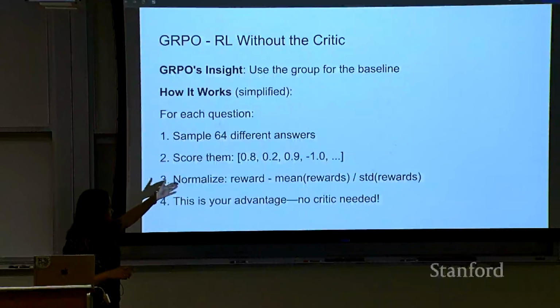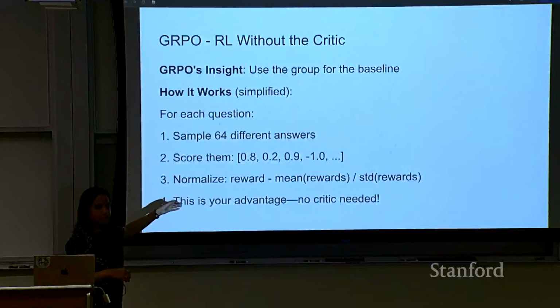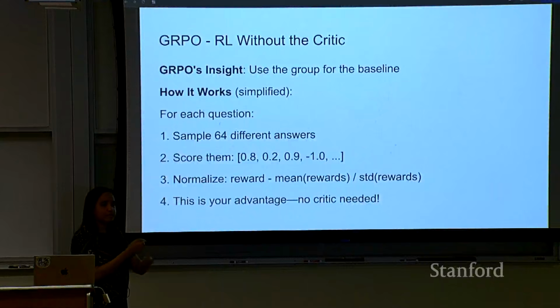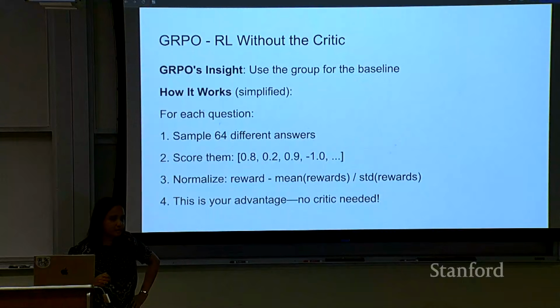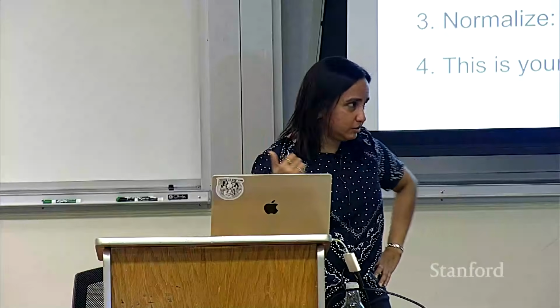So effectively, what you want is some form of a distribution of rewards across the set of problems you are showing. If there is not a distribution of rewards, there's nothing for the model to learn. If all the rewards are 0 or all the rewards are 1, then basically the normalization doesn't work. Does that make sense?